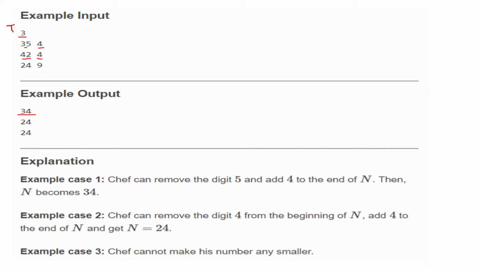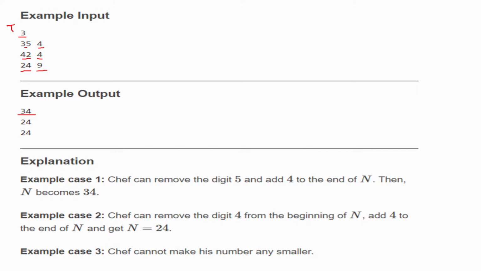And in the last test case, which says 24 and the value of d is 9, if we replace any digit and append 9, the number we will obtain here is greater than 24. So we will not perform any kind of operation and leave the number as it is, it is already the minimum number. So the explanation here tells the same thing I have told.